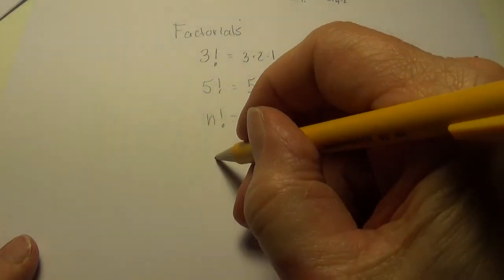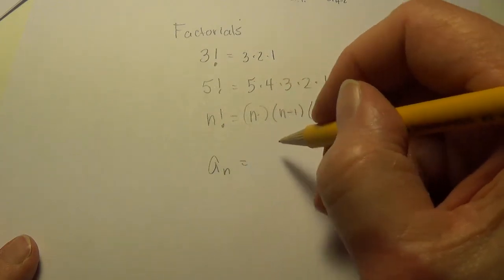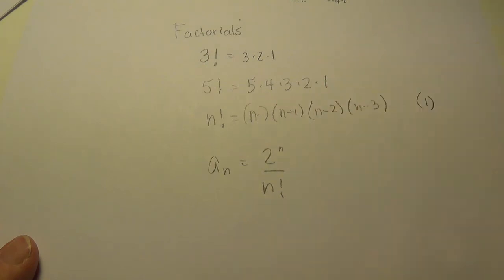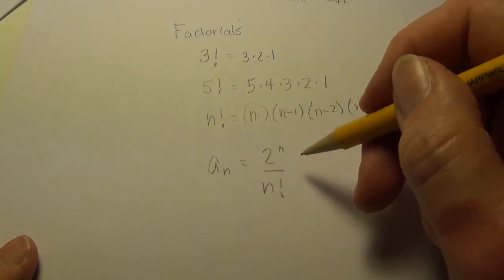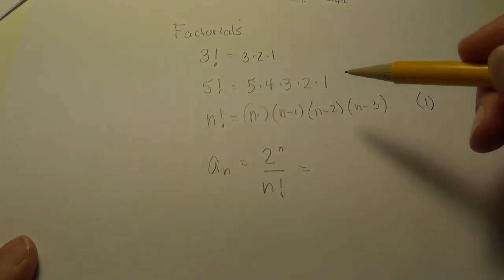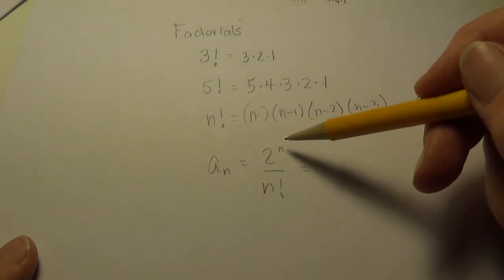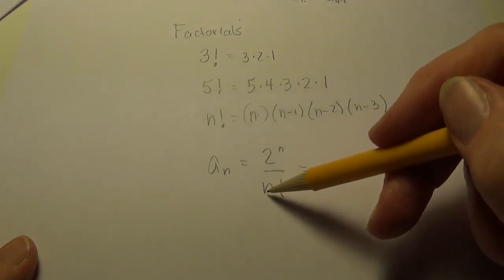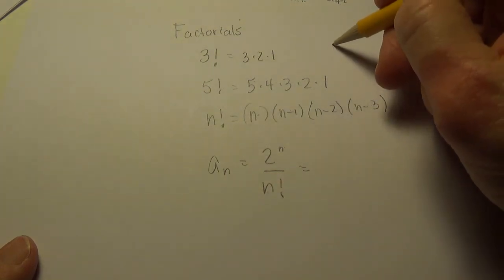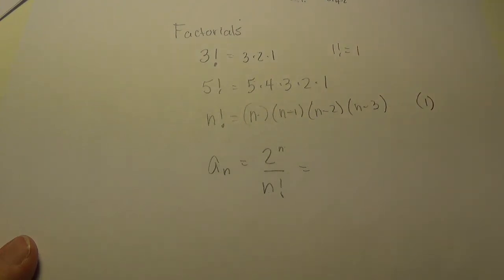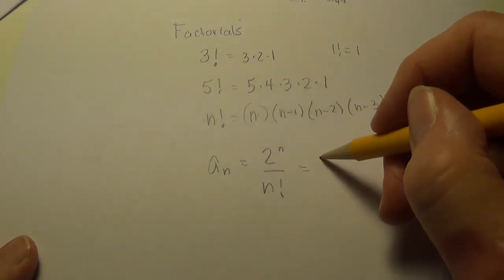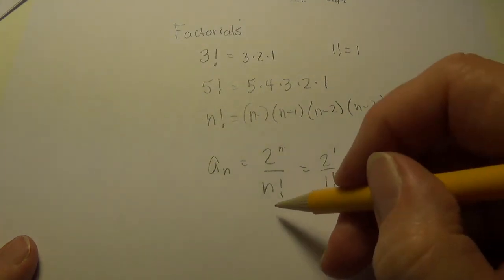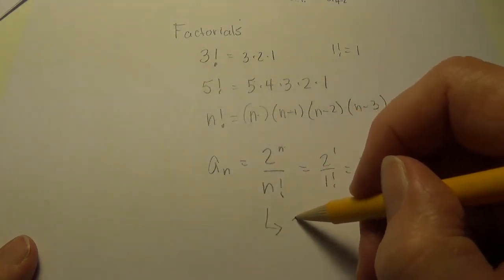A sub n equals 2 to the n over n factorial. So our generator has a factorial in it. Let's see what it generates. Remember, unless told otherwise, we start with 1. So I put in a 1 here and a 1 here. 1 factorial is just 1. So we have 2 to the 1 over 1 factorial, or 2 over 1. So our first term is 2.